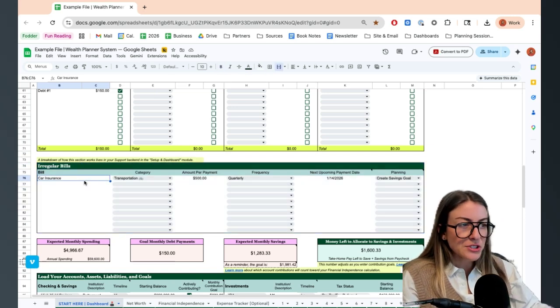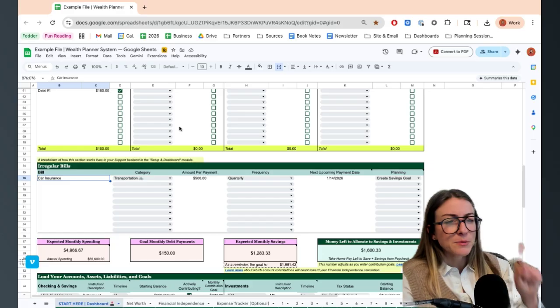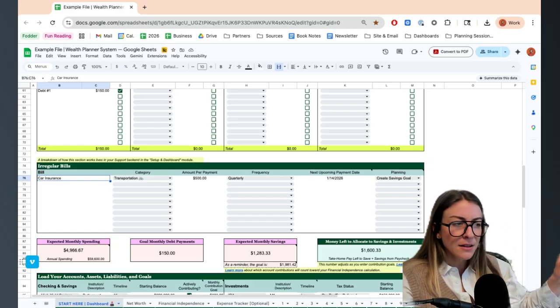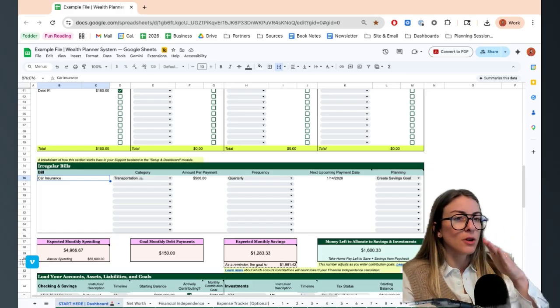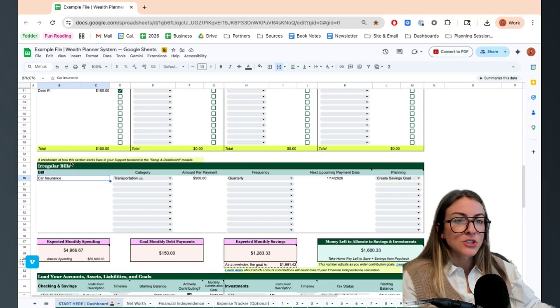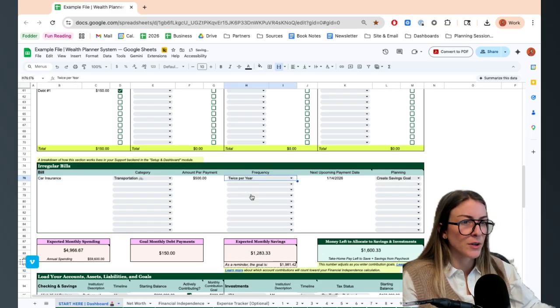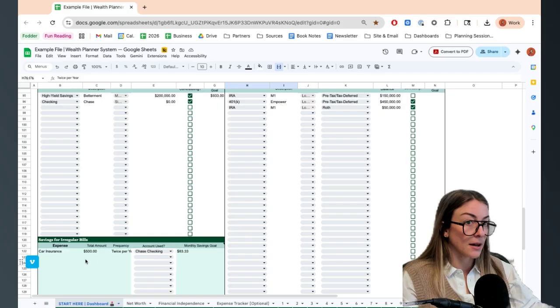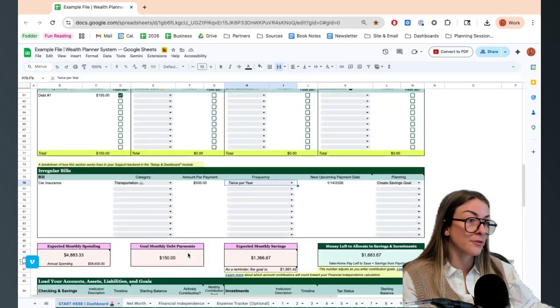This is essentially something where, if you have known expenses that do not happen on a monthly basis, it will normalize them for you. So here's car insurance. That's a very popular example. Usually car insurance is twice per year. You'll put the upcoming payment date, and then you can tell it whether you want it to create the savings goal for you, which it'll do down here, and say, all right, if it's $500 twice a year, you need to set aside $83 a month for that.